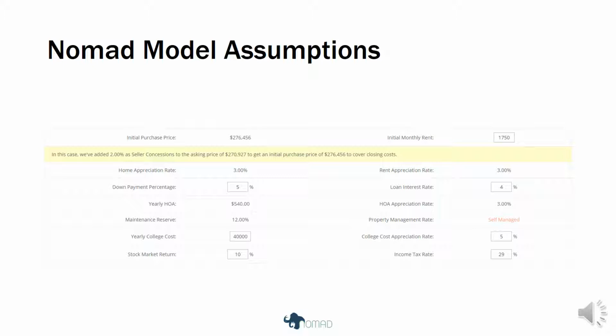The rent we're assuming for this property, the property I'll tell you is in Windsor. The initial rent for that property is $1,750 per month. I'll tell you it's a 3-bedroom, 3-bath, 3-car garage property, brand new.